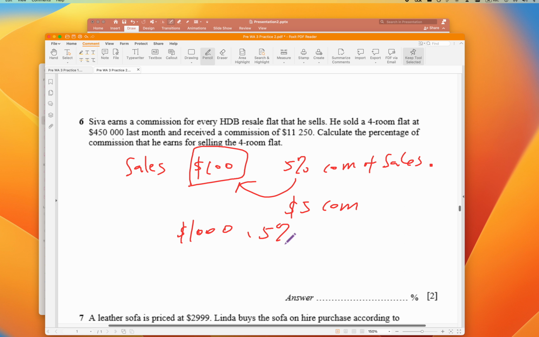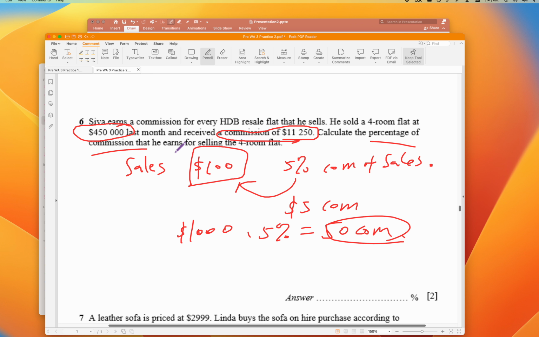So 5% of 1,000 is 50. So that's the $50 commission. So over here, the person makes this much commission, right? So you just use this commission, you divide by the total sale, then you get the percentage of the commission.